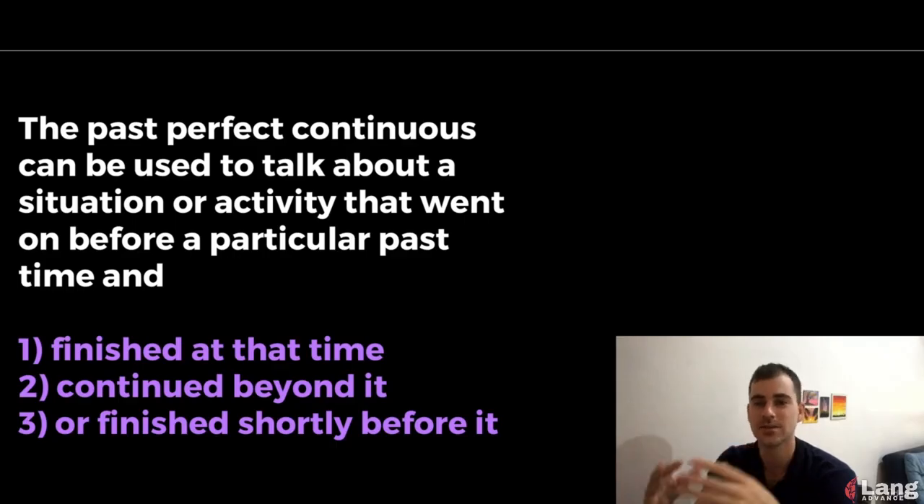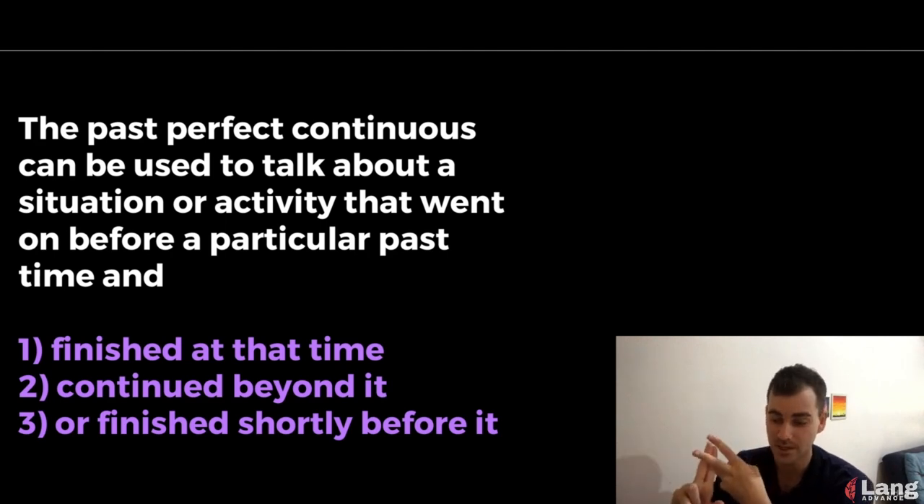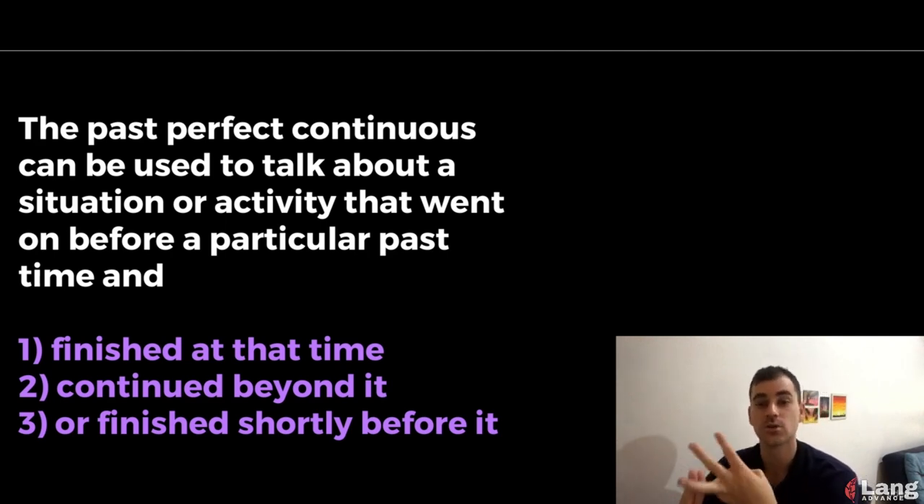So how do we use this? When do we use this? Here are the basic rules. The past perfect continuous can be used to talk about a situation or activity that went on before a particular past time and either finished at that time, continued beyond that time, or finished shortly before that time. Those are the 3 main usages. We'll look at an example of each one.